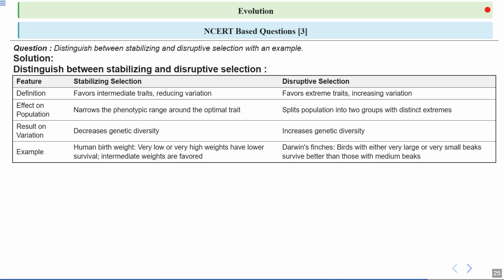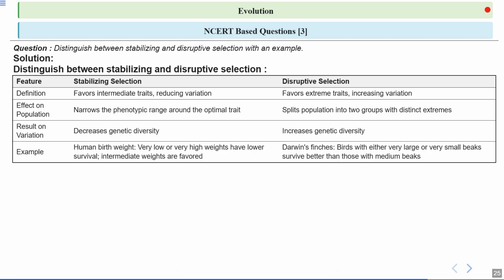Okay. In stabilizing selection, what is the effect on the population? It narrows the phenotypic range around the optimal trait. In disruptive selection, it splits the population into two groups with distinct extremes. Okay, in stabilizing selection, what is the result on variation? It decreases the genetic diversity because the intermediate is being favored, and in disruptive selection, it increases the genetic diversity because extreme phenotypes are being favored.